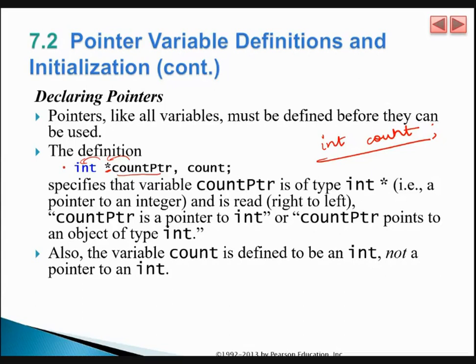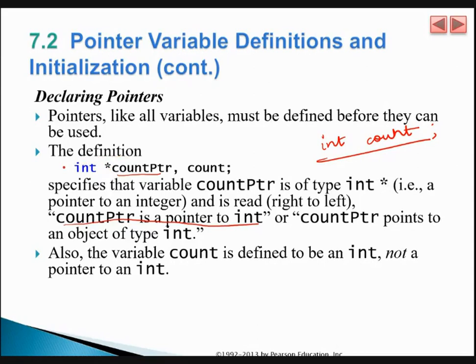Okay, so count pointer can store the memory address of a variable which is of integer type. This is what it is saying. We call it as count pointer is a pointer to int, or count pointer points to an object of type int. That object could be anything. Here it is a variable. It could be an array, it could be a function, it could be anything. But it should be of integer type.